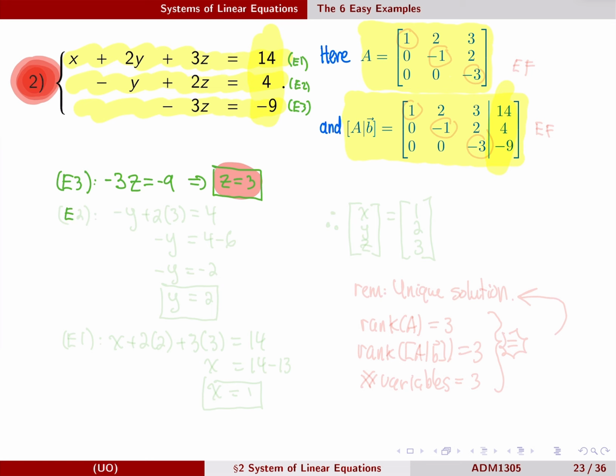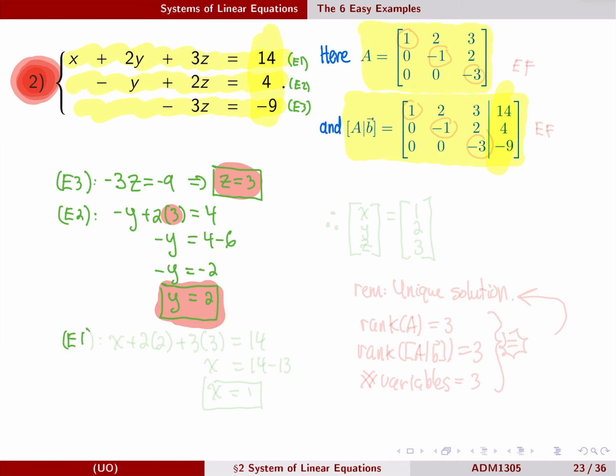Now I can plug this information in the second equation where I have minus y plus 2z. But now z is freshly known to be equal to 3, is equal to 4. So you can bring the 6 on the left side as minus 6. So you get minus y is equal to 4 minus 6. And then we have minus y is equal to minus 2. If you multiply by minus 1 everywhere, you get that y needs to be equal to 2.